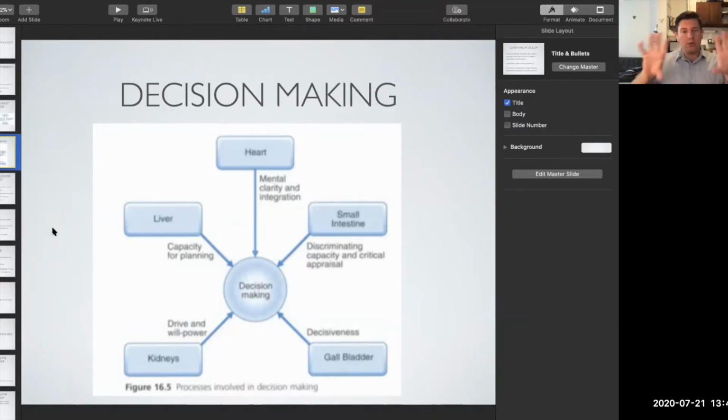So if you look at this picture and you take out any one piece, you can look at it like, okay, I've got to make a decision, my lease is running out and I have to move. So I need to find a place to move. That's going to be liver, capacity and planning. And I need to use the small intestine to figure out whether or not it's a good place. Okay, I got 10 places, how do I rank them in terms of quality? That's going to be small intestine. And how do I get out of bed every day to go look at these places? That's kidney. And then how do I make the decision? That's gallbladder.